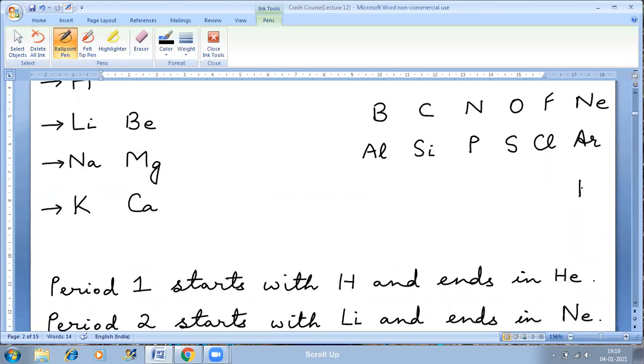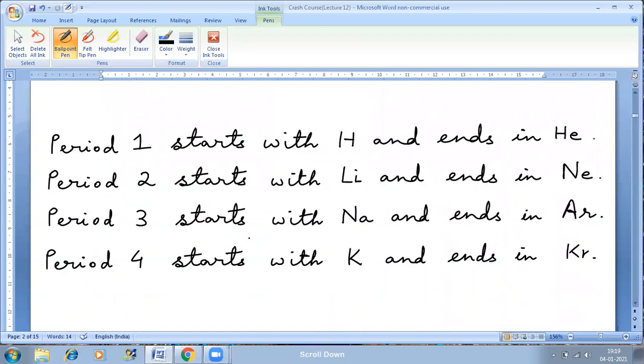So I will write here. This is how it is. If they ask you which is the first element of period 3, then immediately you should be able to say that the first element of period 3 is sodium, and so on. That is why I wrote this.